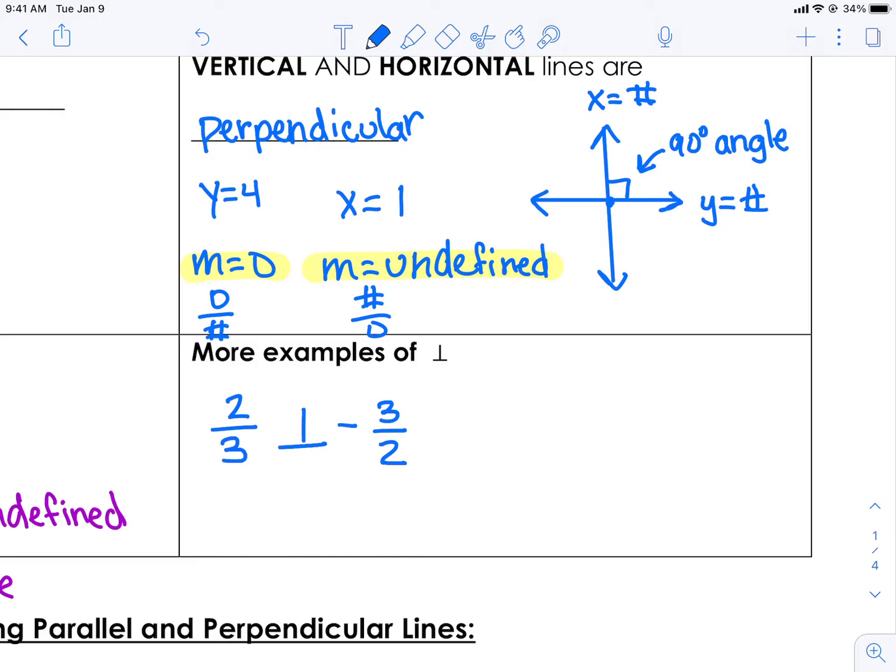Okay. What if I had the number -5? What would be perpendicular to -5? Well, we need the opposite sign, so it's negative, so we want it to be positive. And right now, because it's a whole number, we have to understand that it's over 1, and we just flip it, and it becomes a positive 1/5. And -5 and 1/5 are perpendicular.